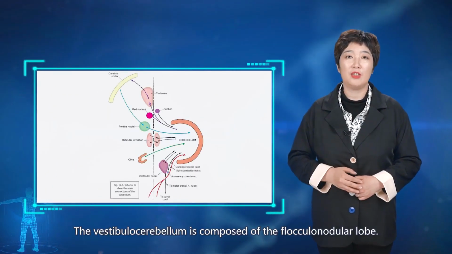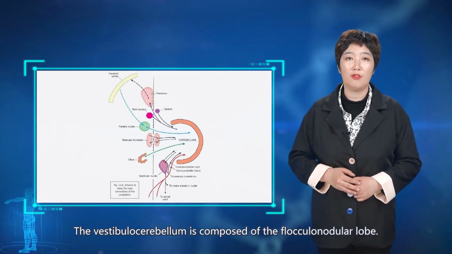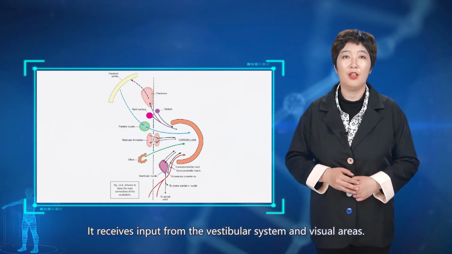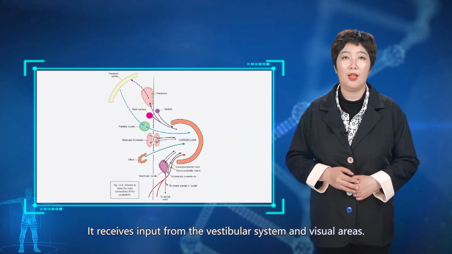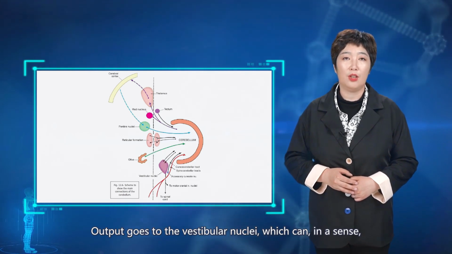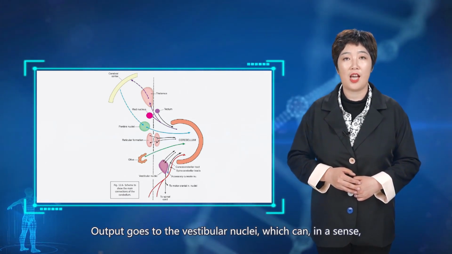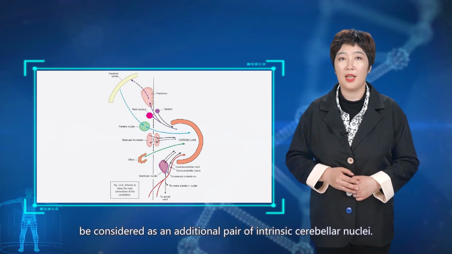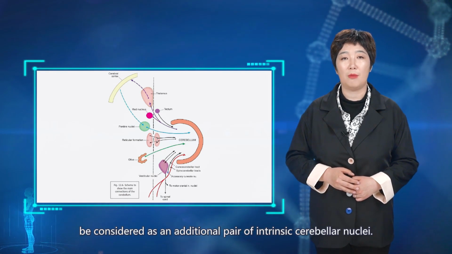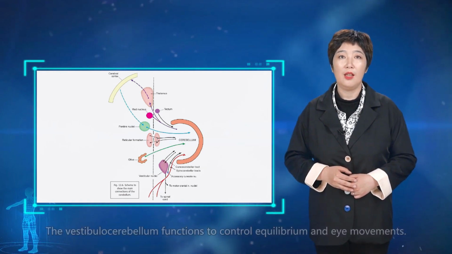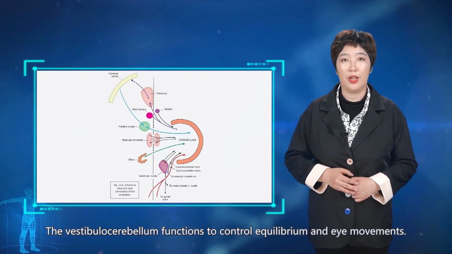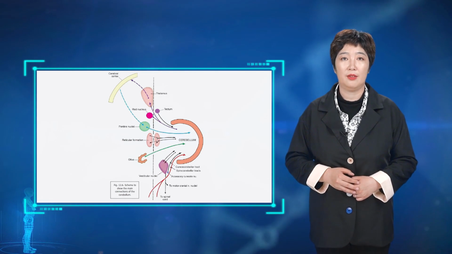The vestibulocerebellum is composed of the flocculonodular lobe. It receives input from the vestibular system and the visual areas. Output goes to the vestibular nucleus, which can, in a sense, be considered as an additional pair of intrinsic cerebellar nuclei. The vestibulocerebellum functions to control equilibrium and eye movements.